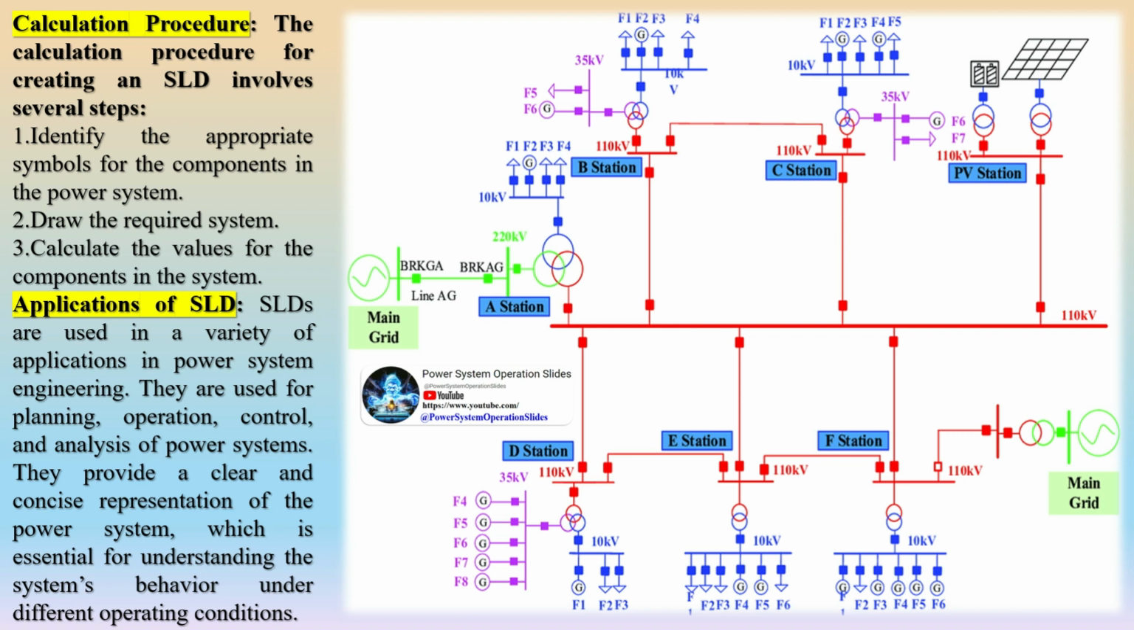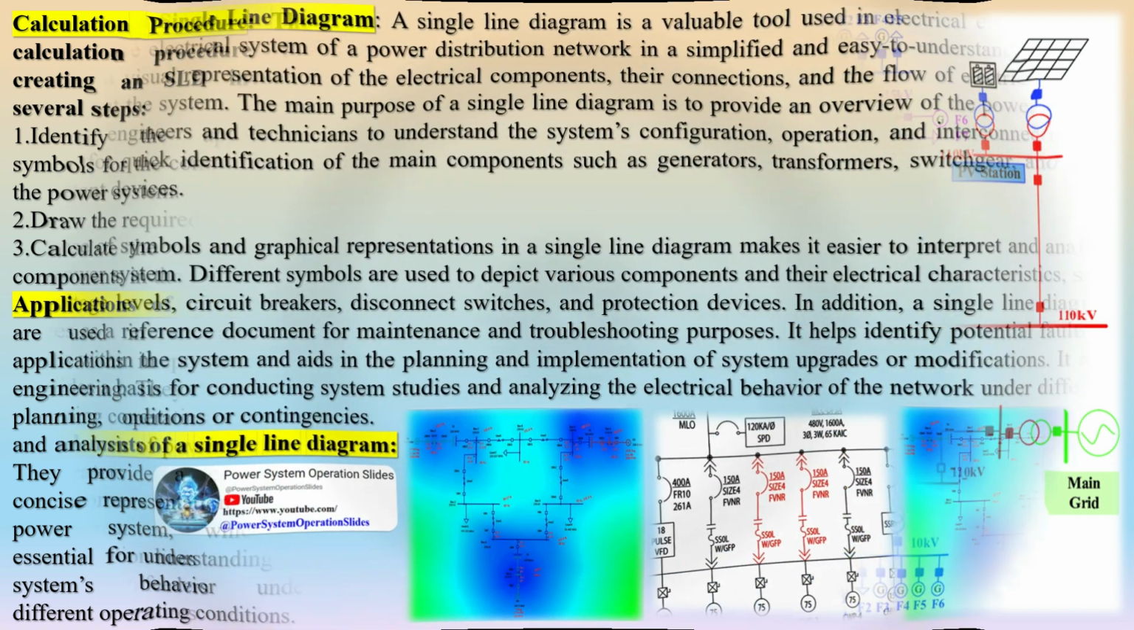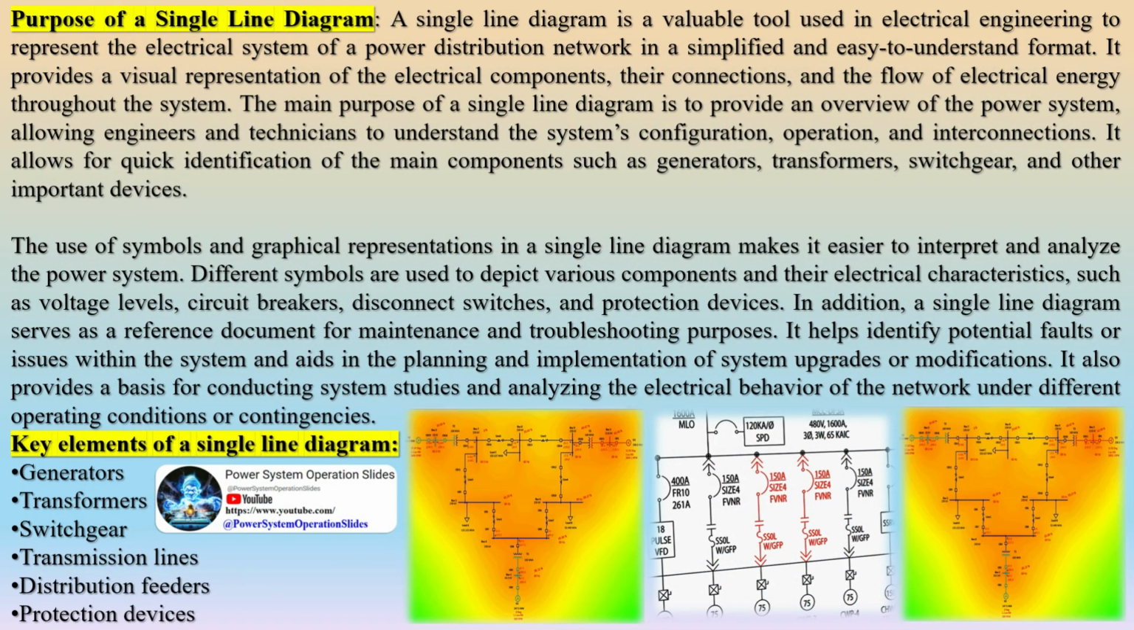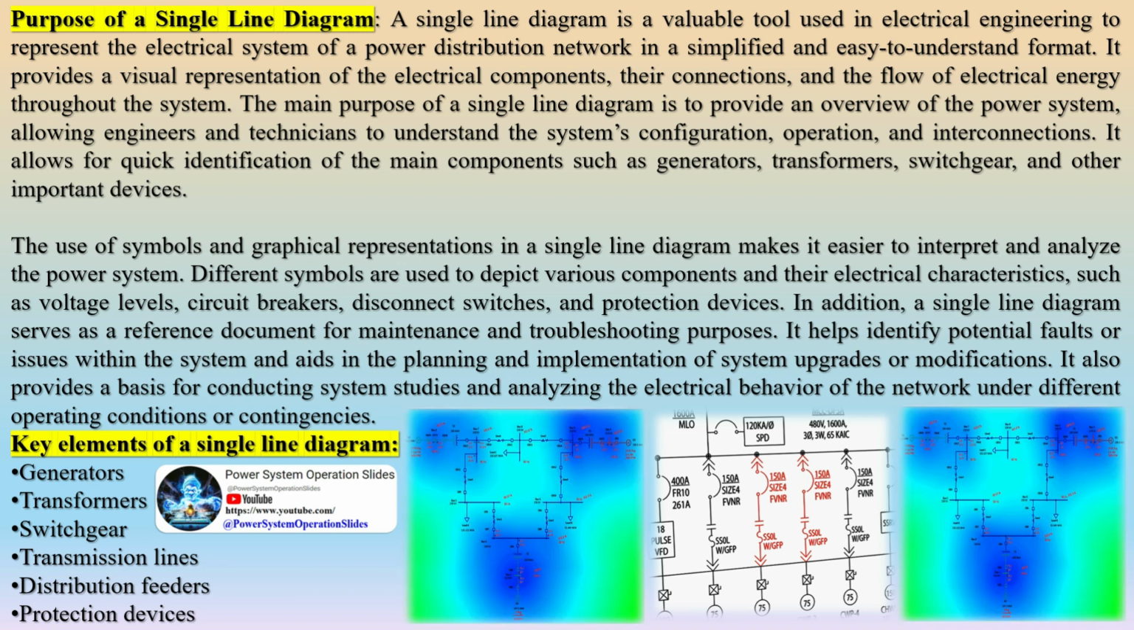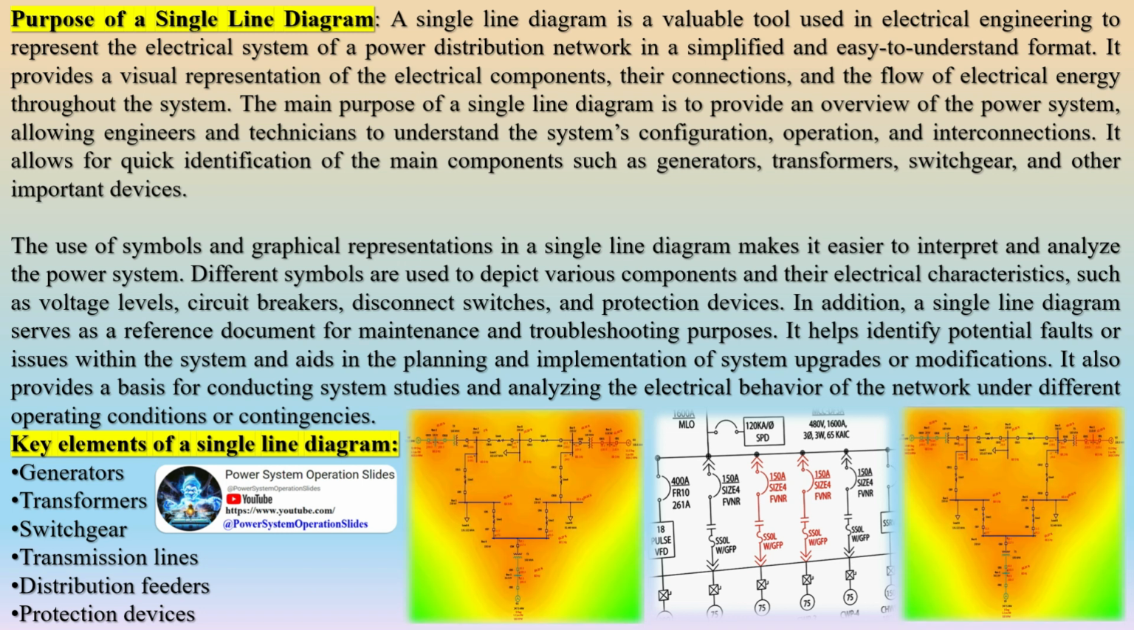Simplification in single-line diagrams. The resistance of a system is very small compared to its inductive reactance, so the resistance is often omitted when making fault calculations. Static loads, i.e. the loads which do not involve rotating machines, have little effect on the total line current during a fault and are usually omitted.